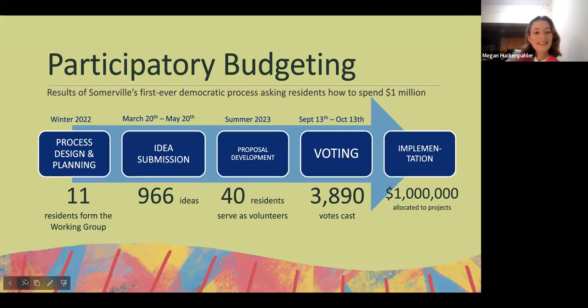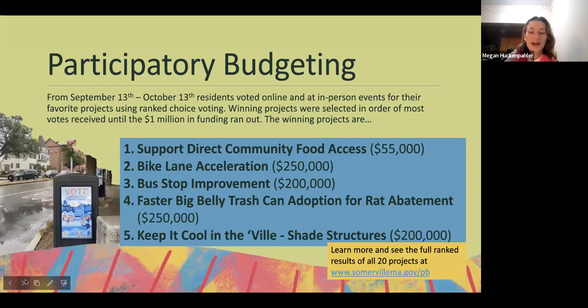So next slide, please. The winning projects that we will be funding, in order of most popular: we're supporting direct community food access for our neighbors who are food insecure. We have the bike lane acceleration, so funding 1 mile of a quick build as part of our bicycle network plan. The third project is bus stop improvements, providing things such as real-time signage, shelters, infrastructure, curbing.